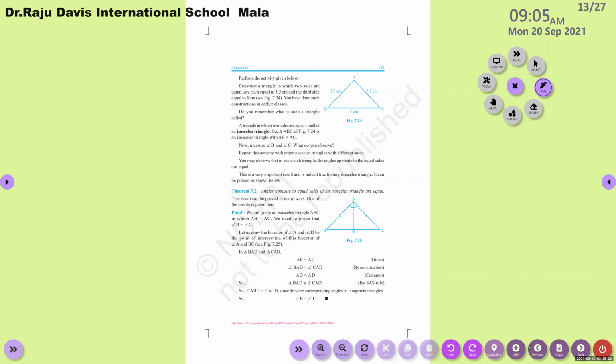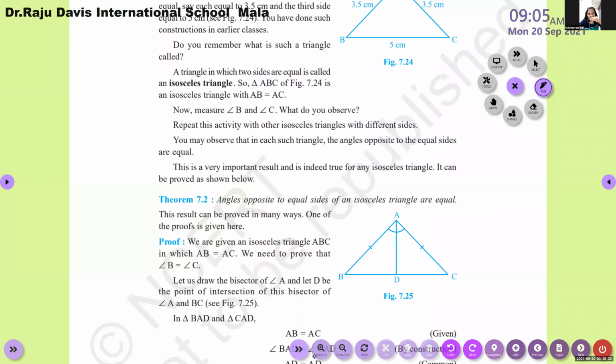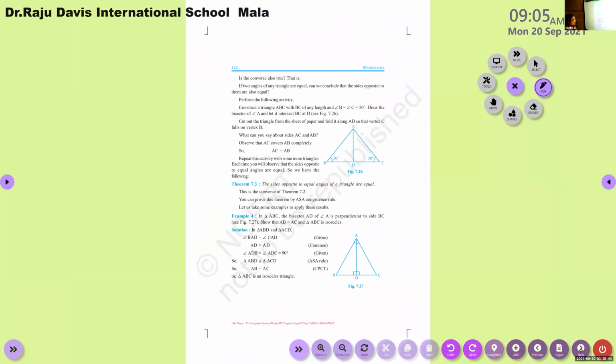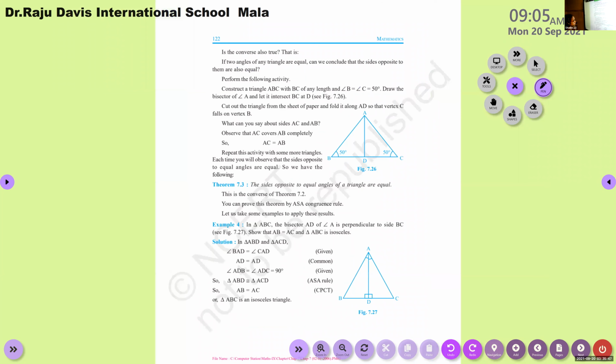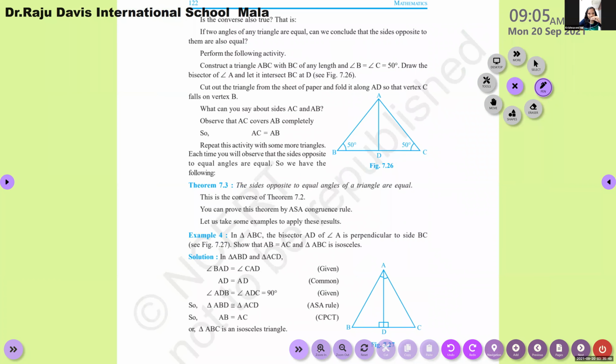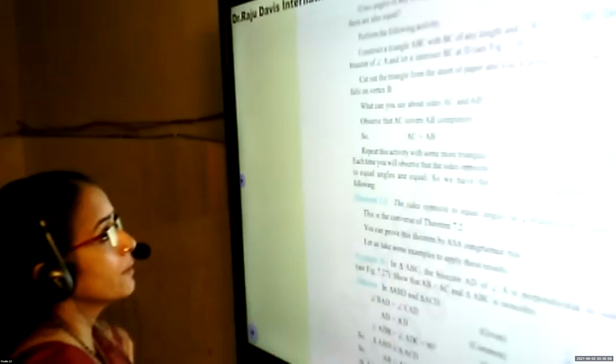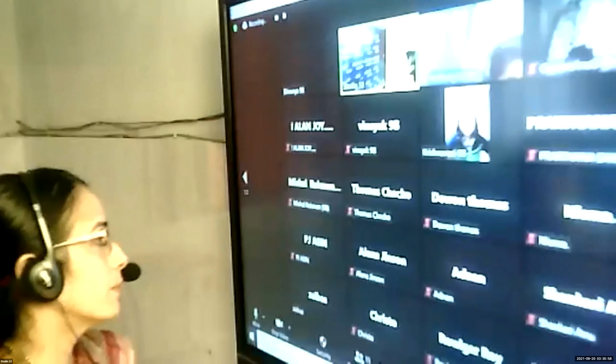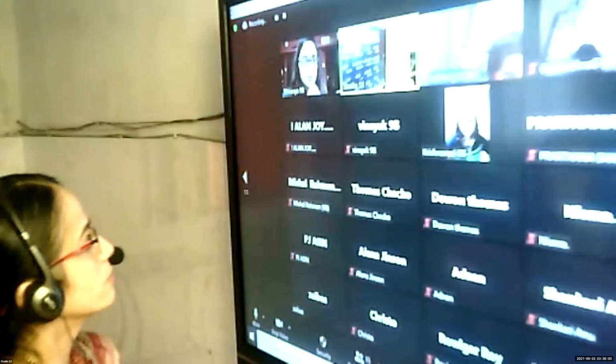Krishnaveni, read 7.2. Angles opposite to equal sides of an isosceles triangle are equal. And so here, which are equal in this figure? Angle B and angle C. Now read this 7.3. The sides opposite to equal angles of a triangle are equal. Okay. Children, write theorem 7.2 and theorem 7.3 fifteen times.